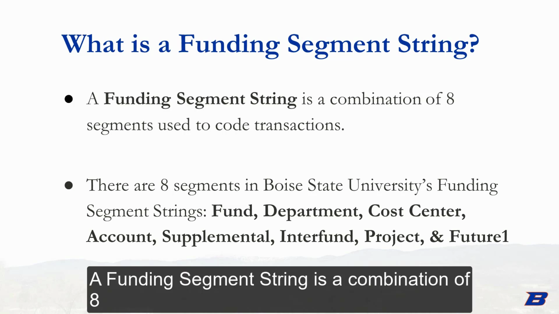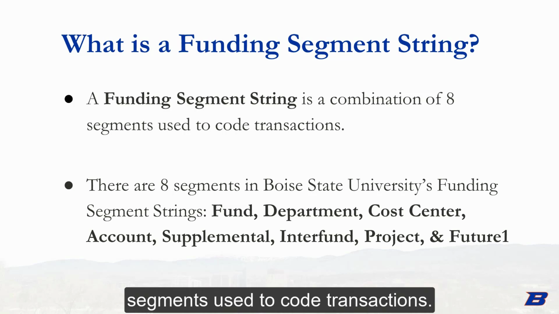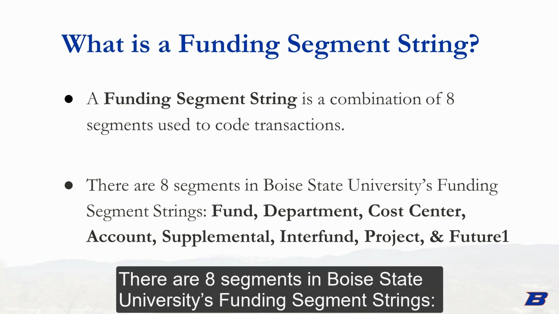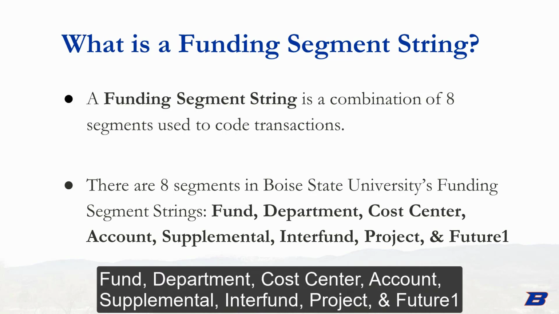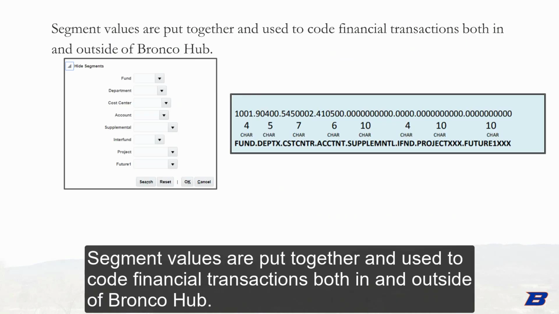A funding segment string is a combination of 8 segments used to code transactions. There are 8 segments in Boise State University's funding segment strings: fund, department, cost center, account, supplemental, interfund, project, and future one. Segment values are put together and used to code financial transactions both in and outside of Bronco Hub.